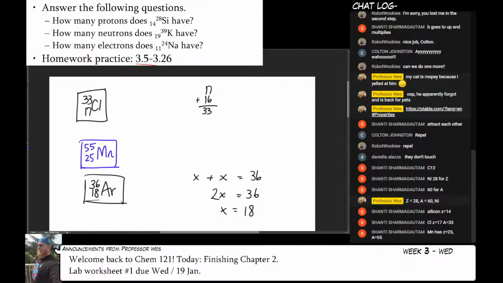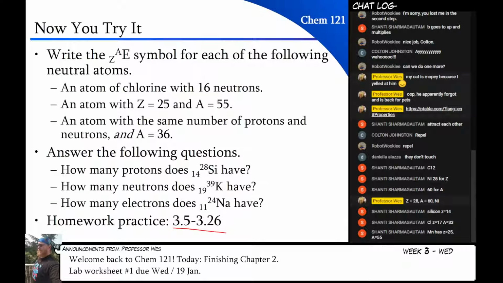Actually, now that I think about it, we don't have to actually do this one on that page. We can do this here. So how many protons does this atom of silicon have? Well, remember, Z is the atomic number, so there must be 14 protons in order for it to be silicon.